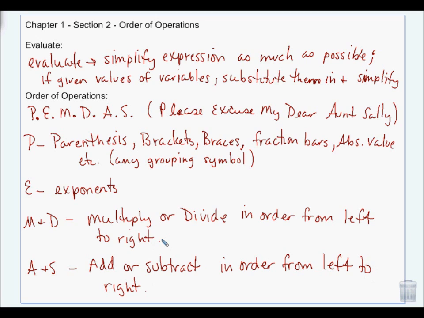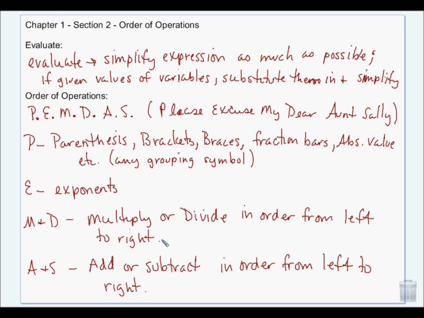Okay, so here's how the order of operations works. You start with parentheses or brackets or braces, any grouping symbol, and you do what's inside those first. And if you have parentheses inside parentheses, you do the ones on the very inside, and then you do the ones on the outside. After you've done what's inside, the next thing you do is exponents. Exponents are like the second most important. So parentheses would be like the king, the exponents would be like the queen.